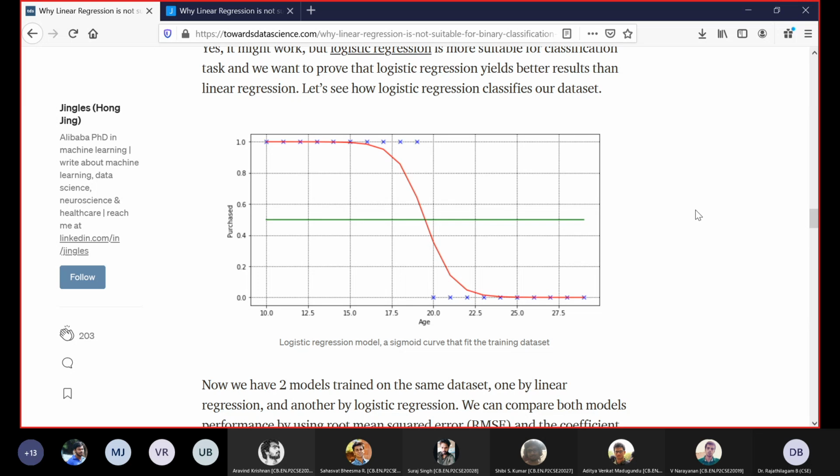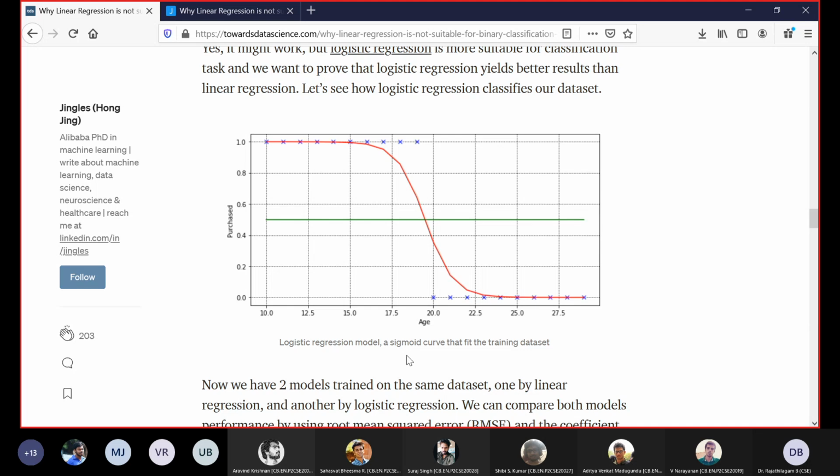So logistic regression is a model that is helpful in classification if you fit the model like this. When you say linear regression, it cannot be used for classification problems. Logistic regression can be used for classification problems. So as we go down, we will look at what logistic regression is.